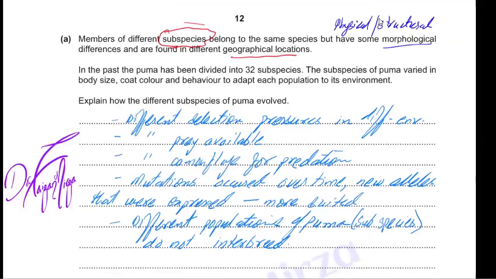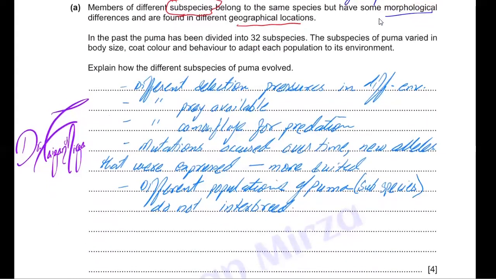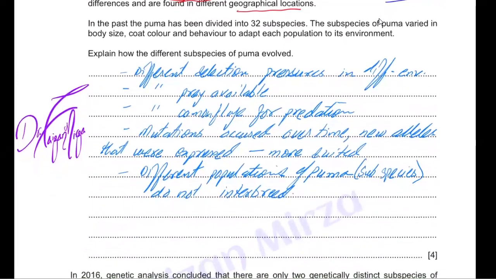So let's move on. Members of different subspecies belong to the same species but have some morphological differences and are found in different geographical locations. Morphological we know basically means physical and structural differences. So in the past, the puma has been divided into 32 subspecies based on some differences in morphological features. These subspecies of puma varied in body size, coat color, and behavior, to adapt to each population's environment. From region A to B, we can see it's a very long stretch of land. Explain how the different subspecies of puma evolved.